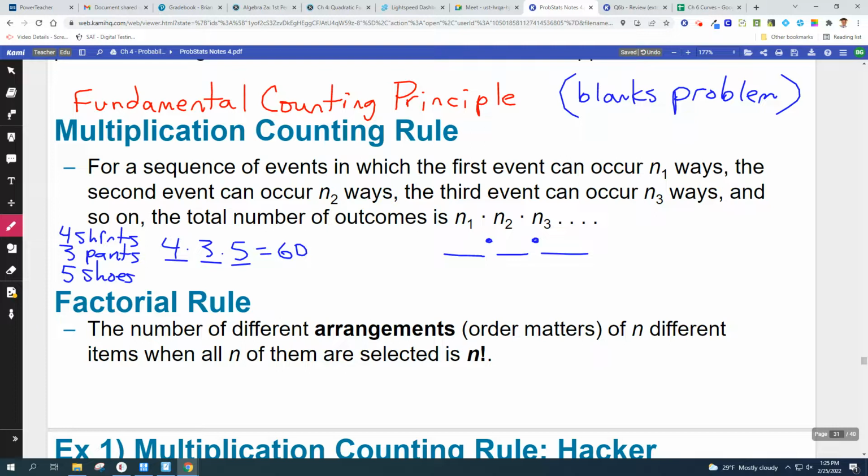Okay. One thing to consider is a lot of the times you're going to see the word and. When you see the word and, we've talked about this before, a lot of the times the word and implies we're going to multiply. We've talked about the word or, and we add when we see the word or, and we multiply when we see the word and.